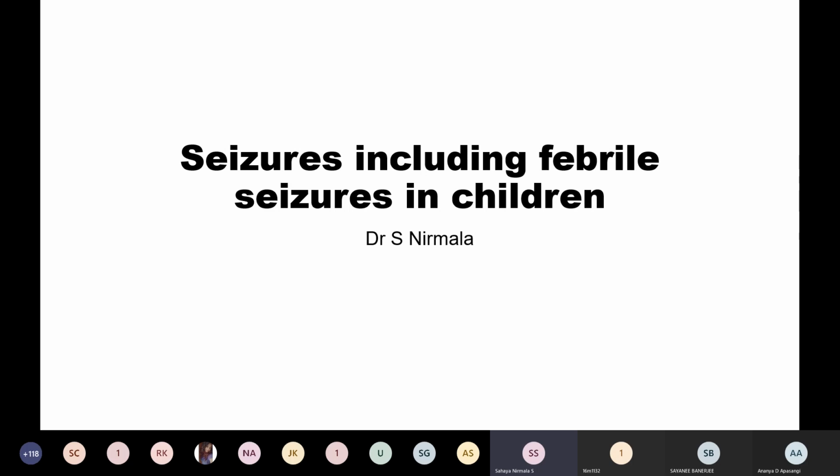Today we are going to speak about seizures, including febrile seizures in children. This is quite a familiar topic to you. You have been hearing about it in medicine as well as when you come to the clinical postings. So I'll just briefly take you through what seizures are, how we classify them, what the etiopathogenesis and different causes are, and how we manage them, with special reference to febrile seizures, because it is one of the most common types of seizures that we see in children. So we will briefly cover febrile seizures.